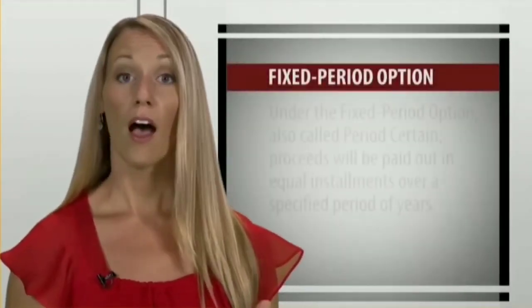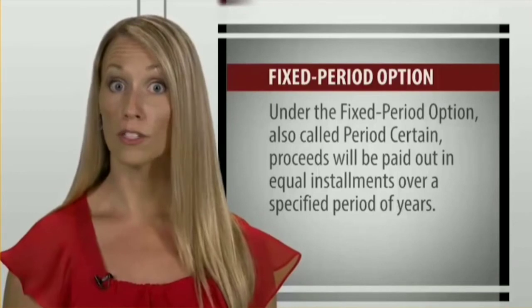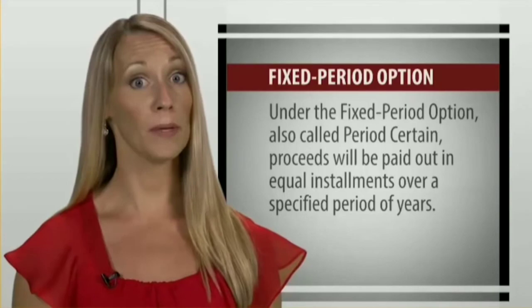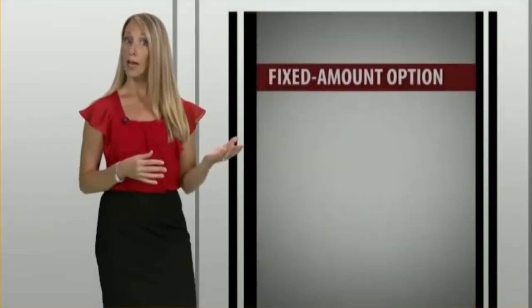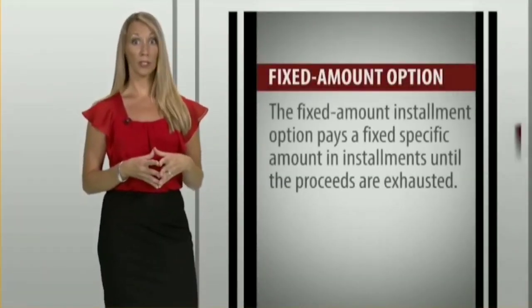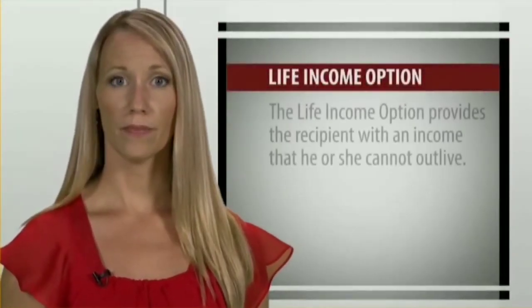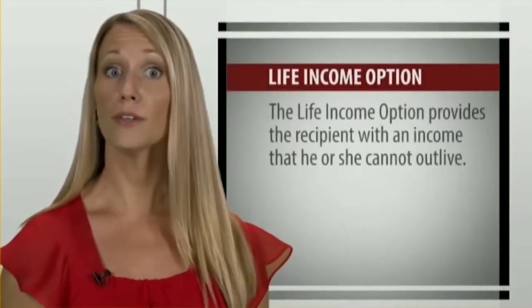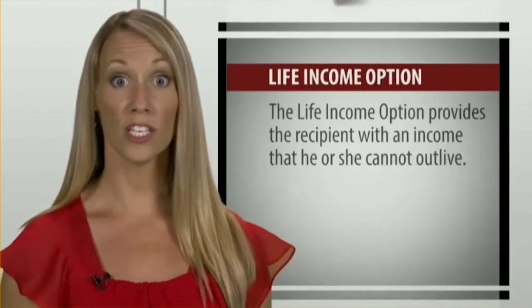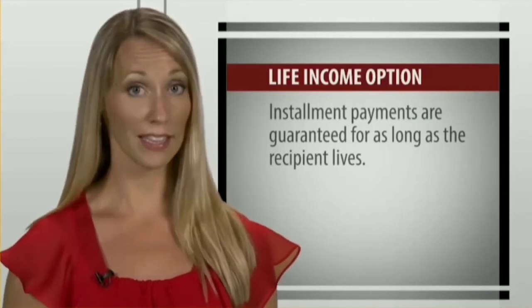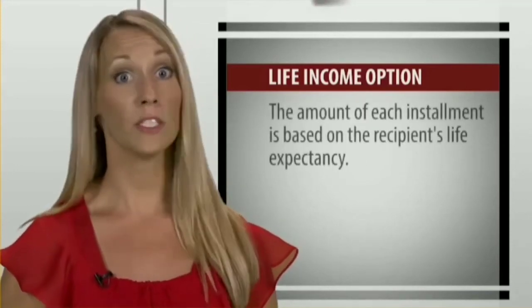Fixed period option. Under the fixed period option, also called period certain, proceeds will be paid out in equal installments over a specified period of years. Fixed amount option. The fixed amount installment option pays a fixed specific amount in installments until the proceeds are exhausted. Life income option. The life income option provides the recipient with an income that he or she cannot outlive. Installment payments are guaranteed for as long as the recipient lives. The amount of each installment is based on the recipient's life expectancy.